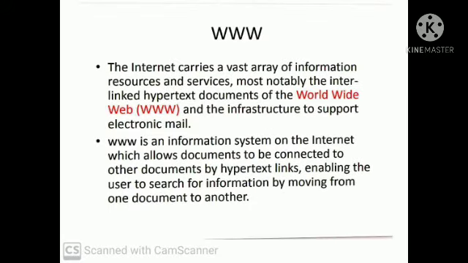Next is World Wide Web or WWW. The Internet carries a vast array of information, resources and services, most notably the interlinked hypertext documents of the World Wide Web and the infrastructure to support electronic mail. WWW is an information system on the Internet which allows documents to be connected to other documents by hypertext links, enabling the user to search for information by moving from one document to another.